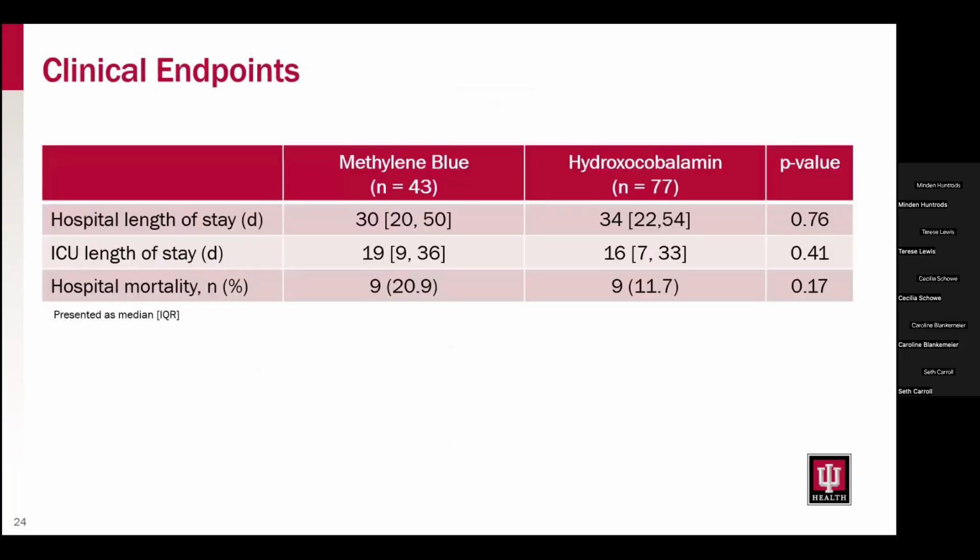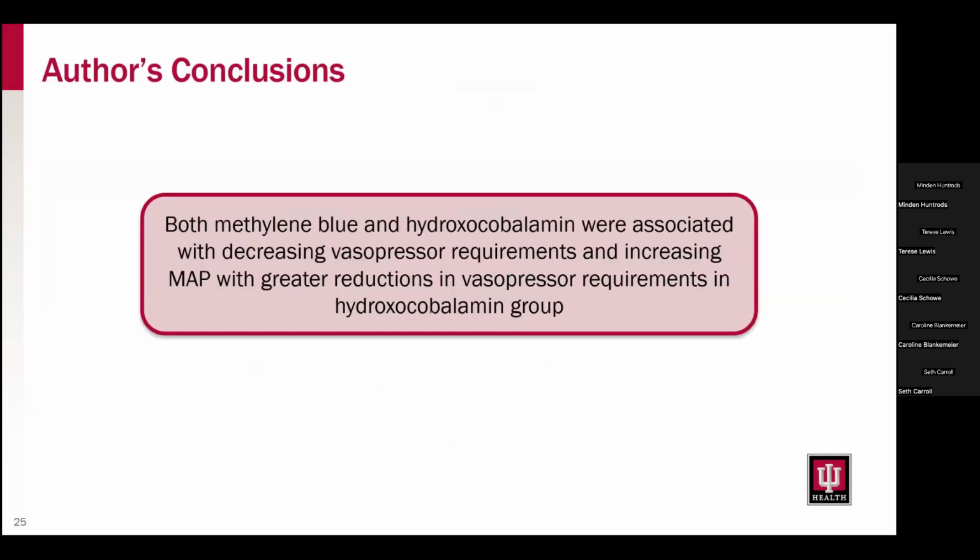In terms of the clinical endpoints, the hospital length of stay was not different, neither the ICU length of stay or hospital mortality. So these authors concluded that both methylene blue and hydroxocobalamin were associated with decreasing vasopressor requirements and increasing MAP, but with greater reductions of the vasopressor requirements in the hydroxocobalamin group.